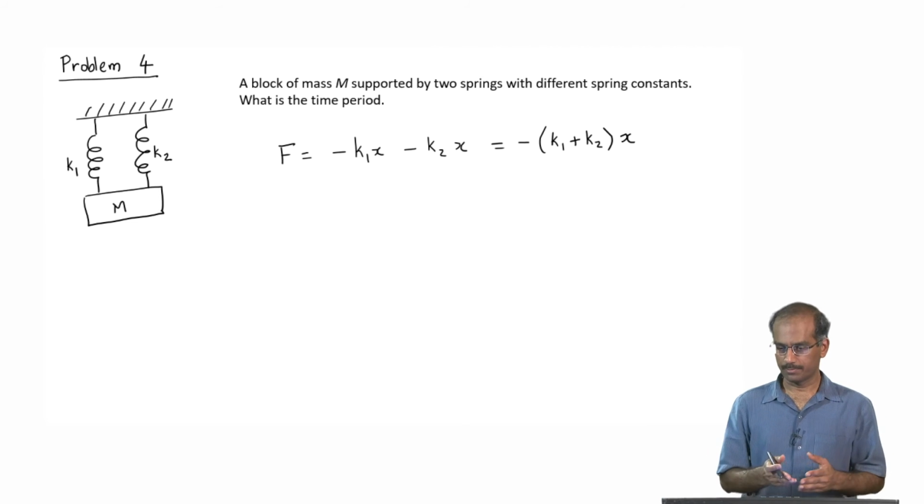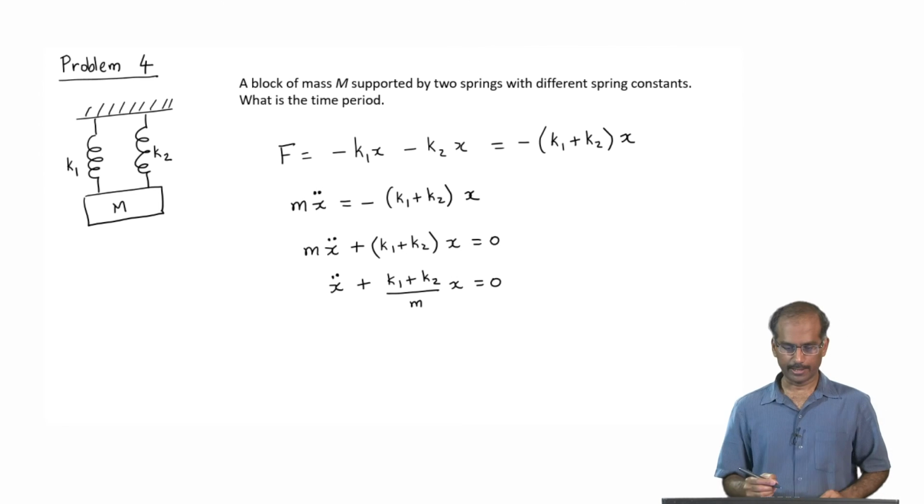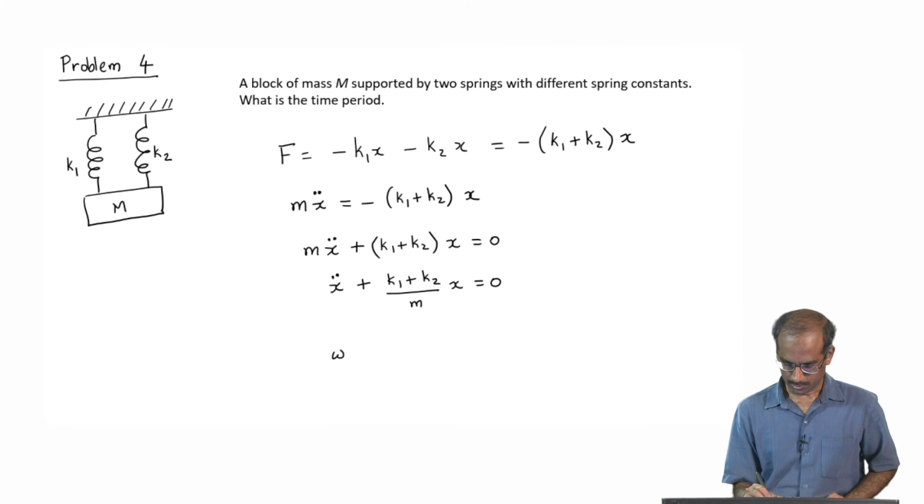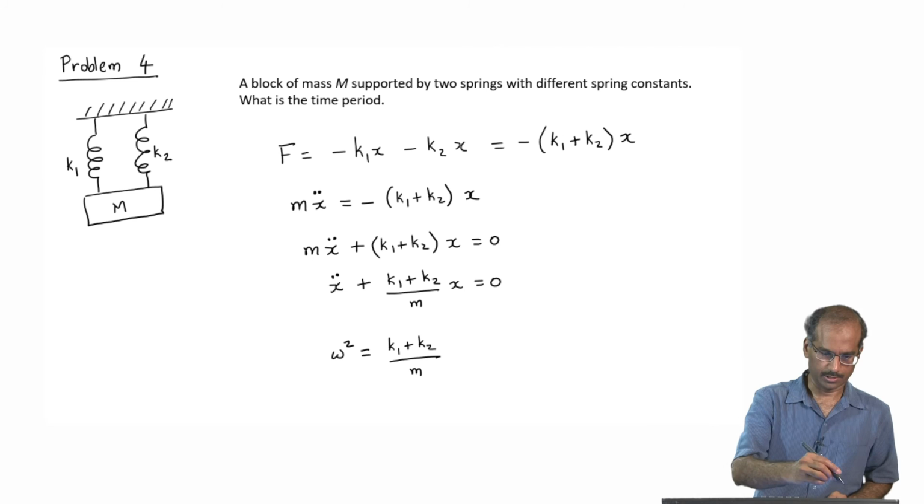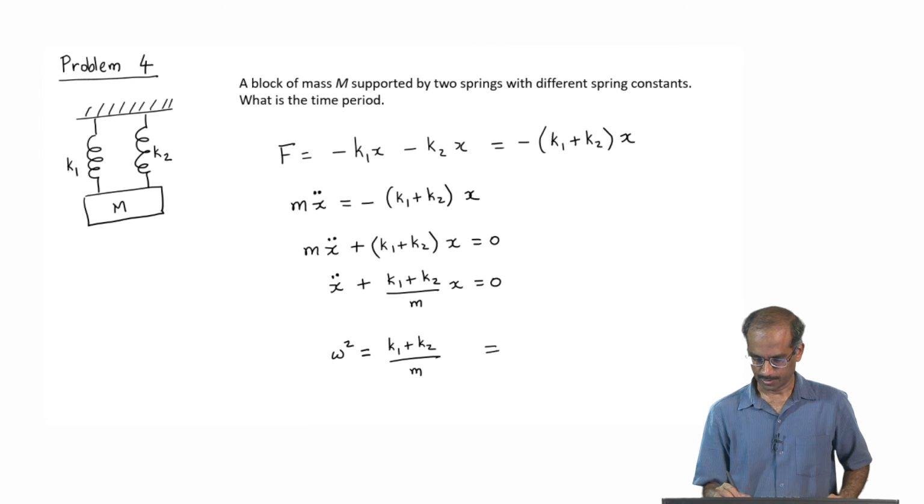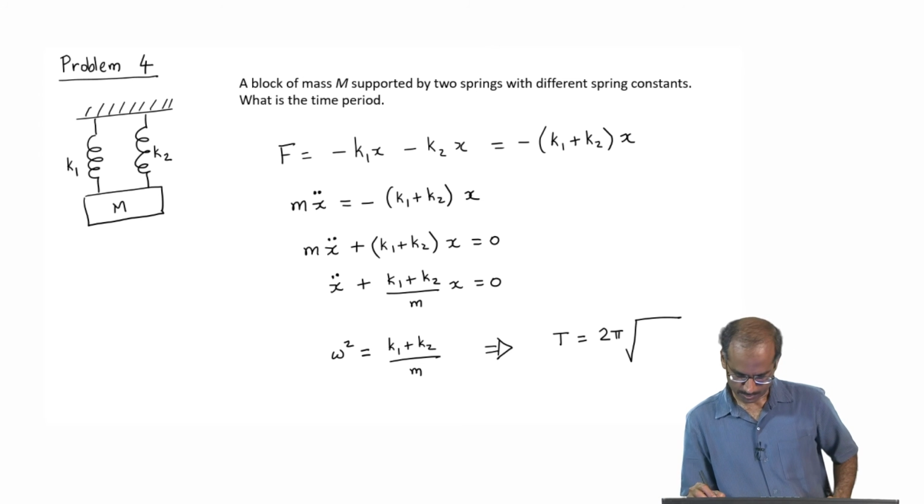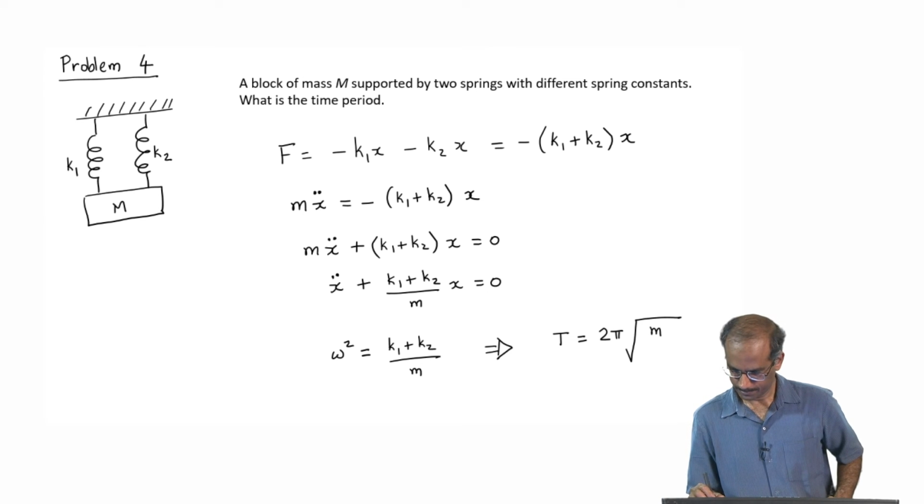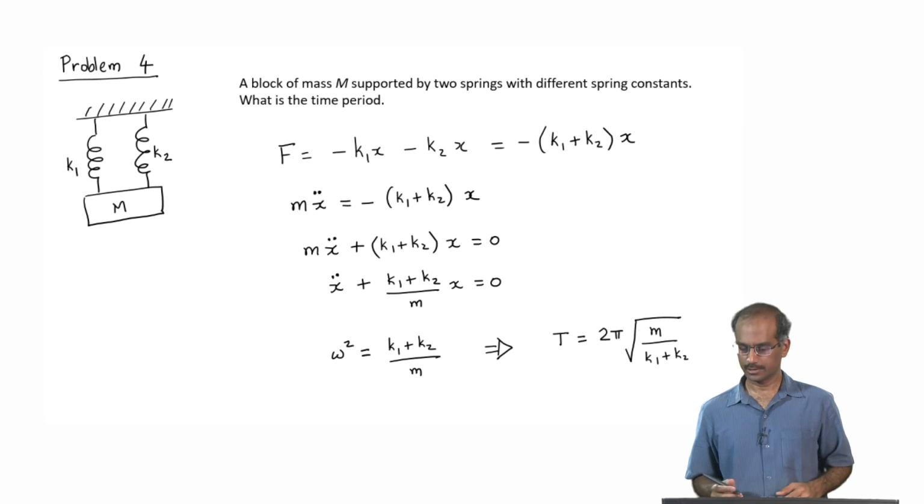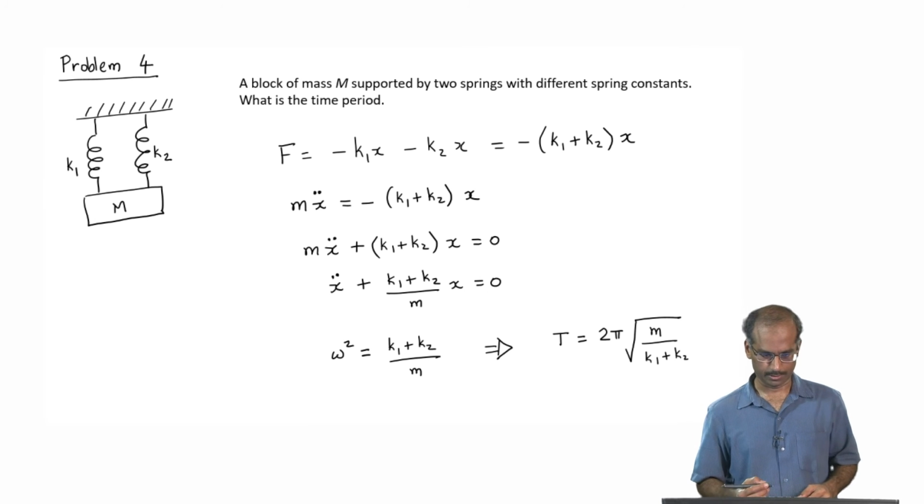So, from here on it is very simple, we have identified the restoring force. From here I can straight away identify what is omega square, which is my angular frequency. Omega square is (k1 + k2)/m, from which it is straightforward to write an expression for time period. The time period will be 2 pi into root of m by (k1 + k2). So, this gives us an expression for time period of this system.